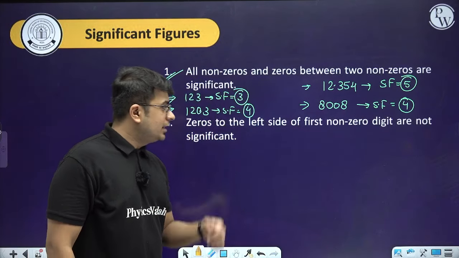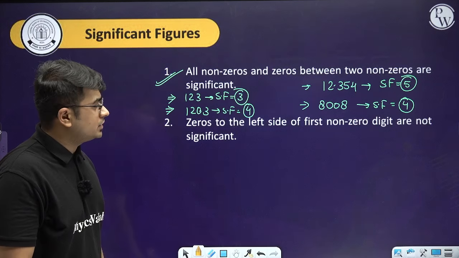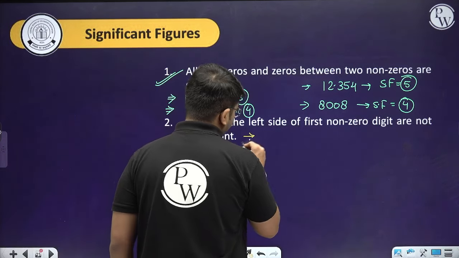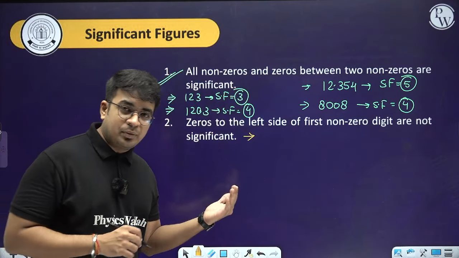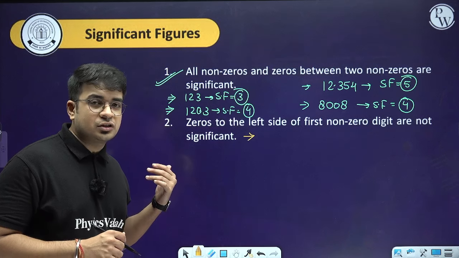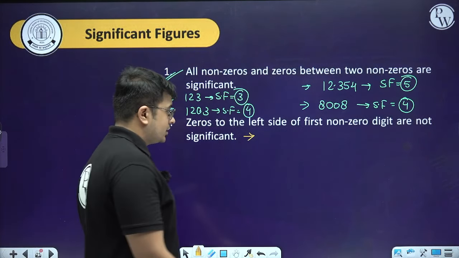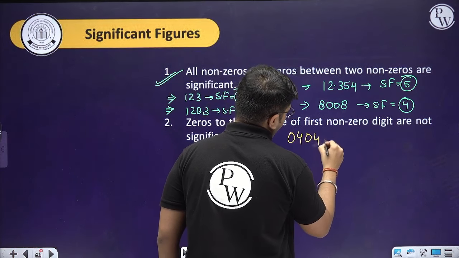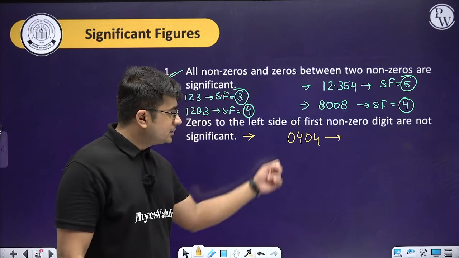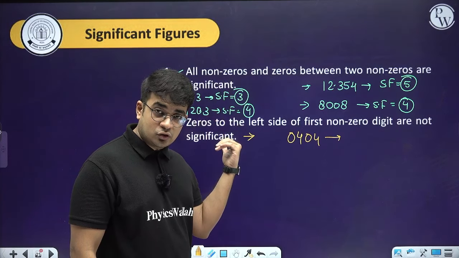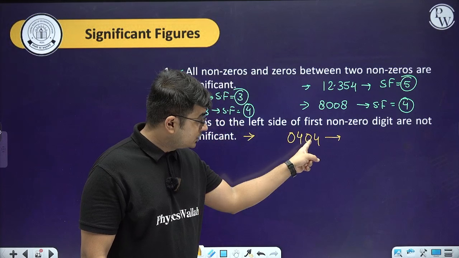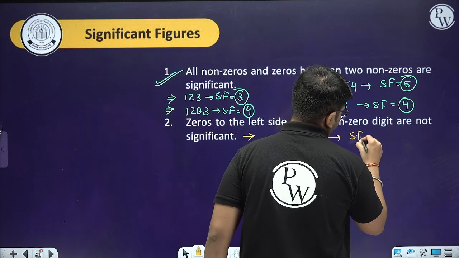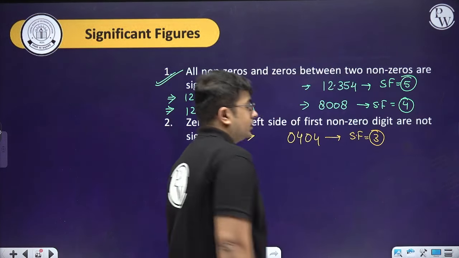Now, zeros to the left side of a first non-zero digit are not significant. What is the meaning in that case? Always remember, if we have a zero before a non-zero, they are not significant. For example, I am writing the number 0404. I can say that this 0 which is present before a non-zero is not significant, but this 0 which is present between two non-zeros is significant. So the total number of significant figures in this case is actually 3 only.